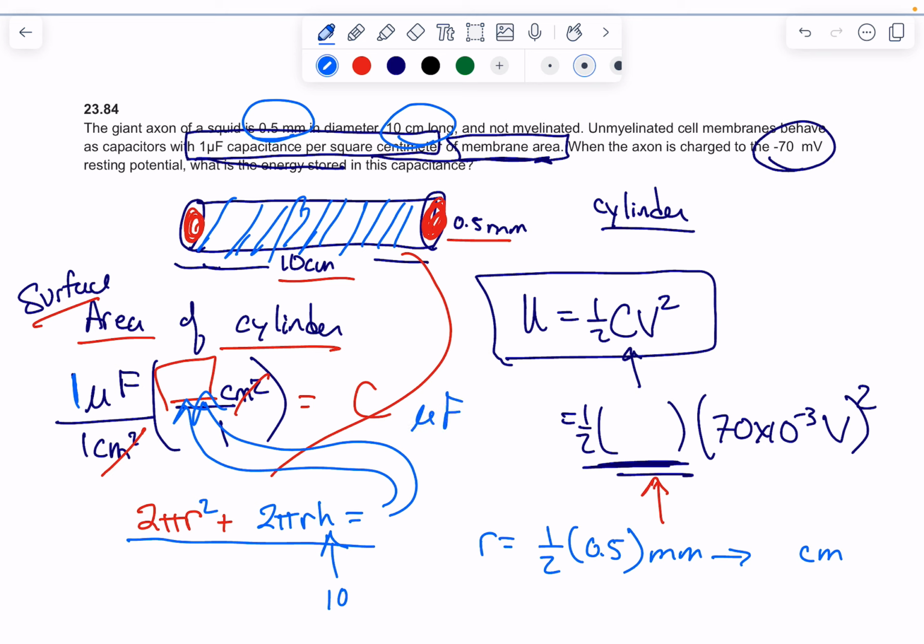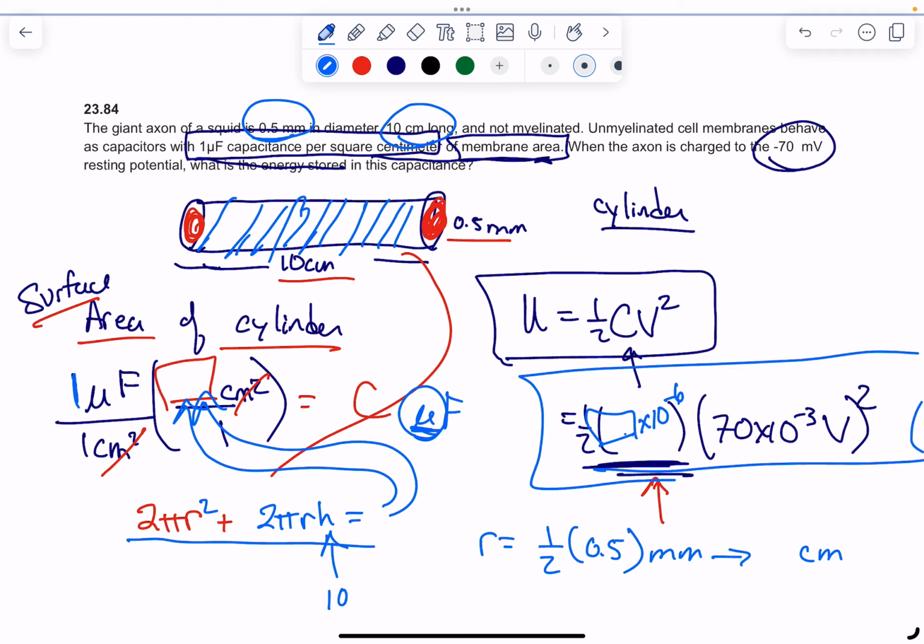And lastly, don't forget, when you get your number, I think it wasn't a whole number, but it was a number like 1 point something. And because this is a micro, you're going to have to say times 10 to the minus 6th. So whatever you get here, since it's going to be micros, it'll be 1/2 times whatever times 10 to the minus 6 times 70 times 10 to the minus 3rd squared, and you will get the correct amount of energy.